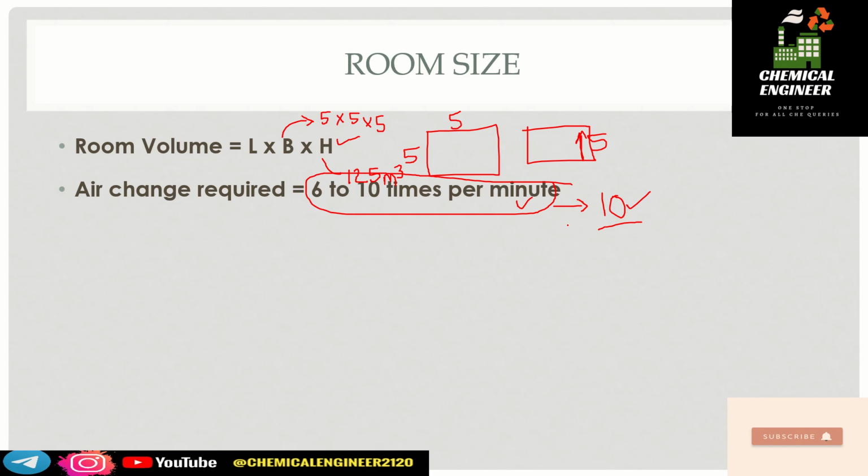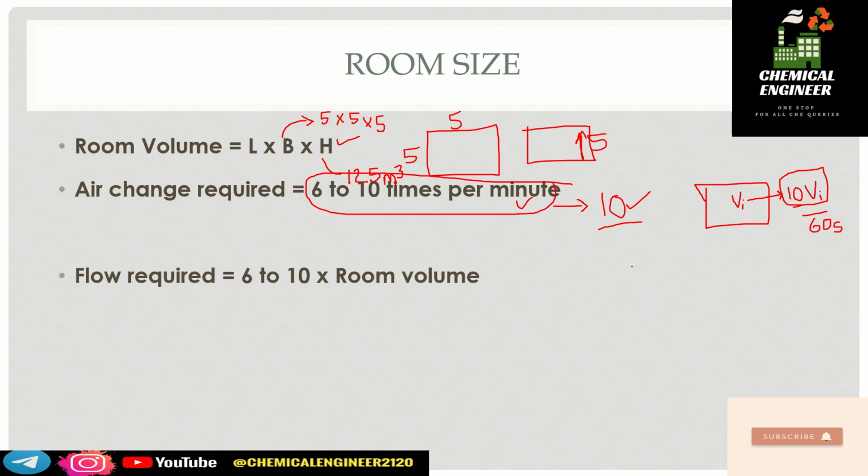So per minute you have to flow some air with this velocity such that 10 times per minute the air is changed inside the room. Suppose the air inside this room is volume V. Then per minute we have to remove 10 times V. If you have a doubt, you can comment. But 10 times the initial volume of air you have to remove per minute, per 60 seconds. Okay, so this is the basic concept for designing of a fan.